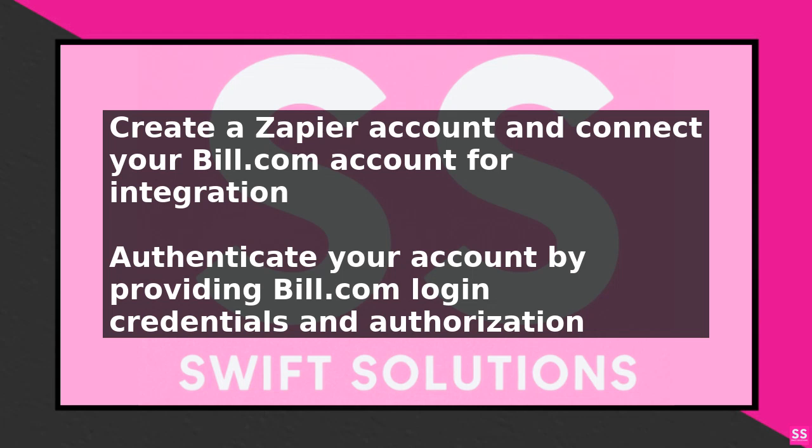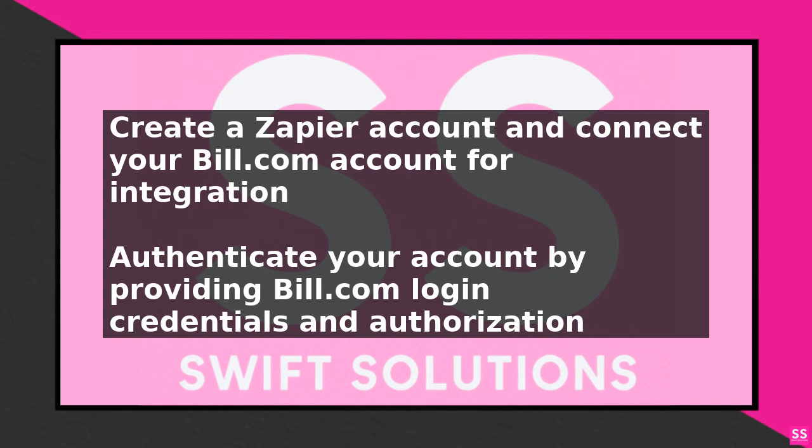Next, choose the trigger that will initiate the automation. This could be a new bill being created in Bill.com or a payment being made. Zapier will then fetch the relevant data from Bill.com and use it to trigger the next action.